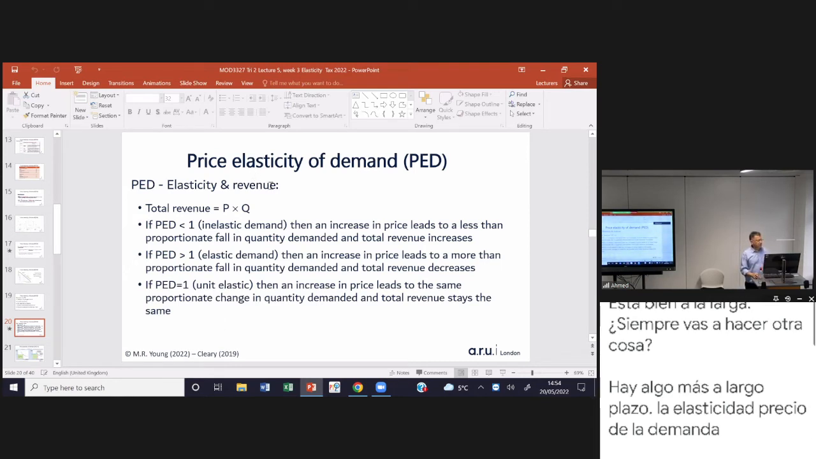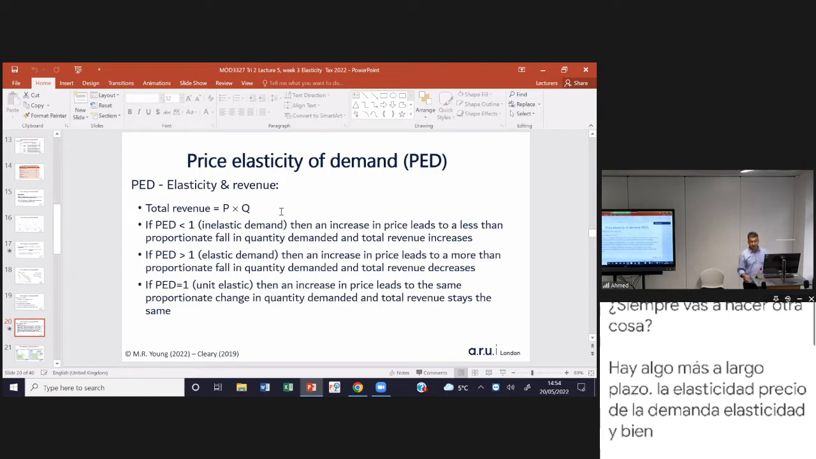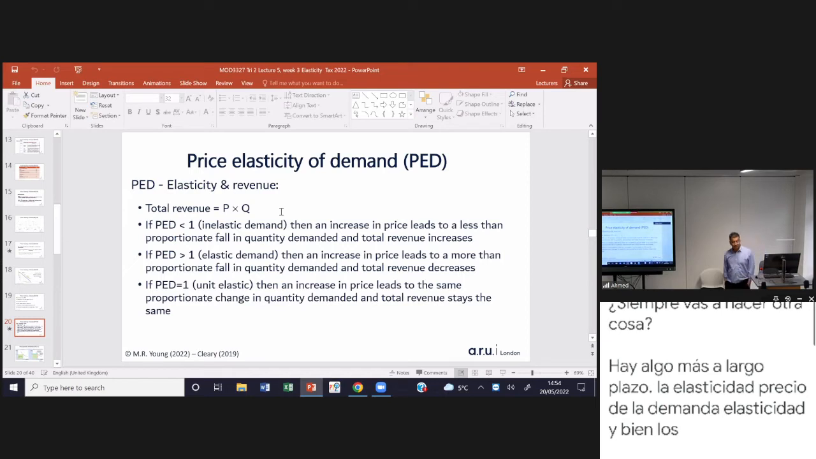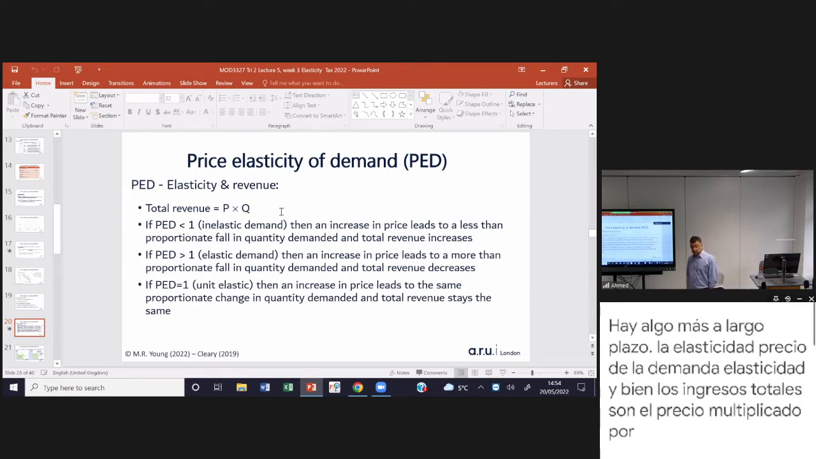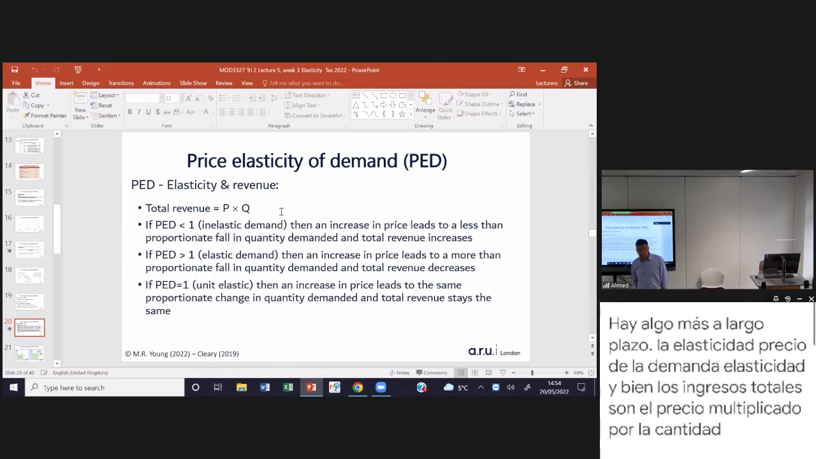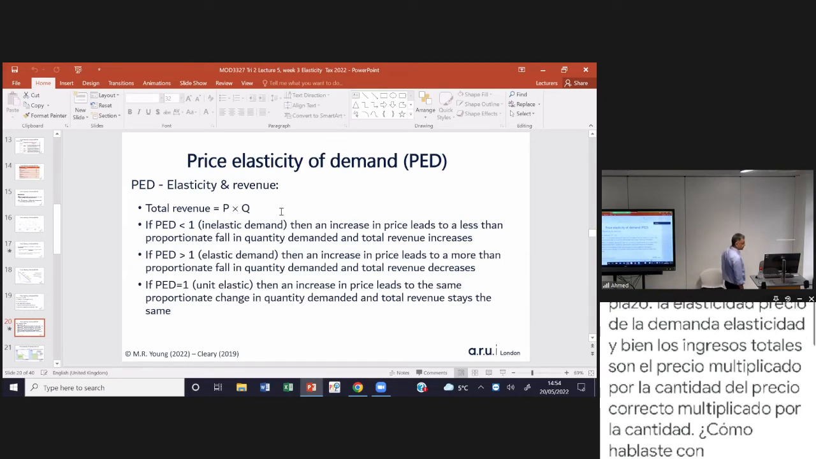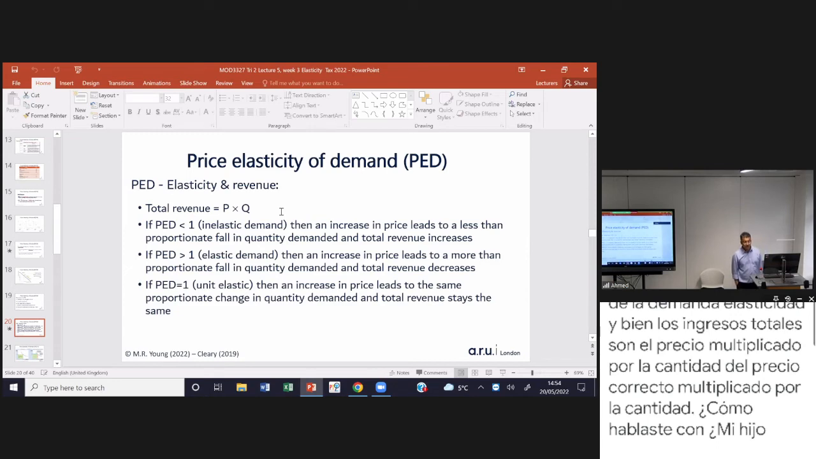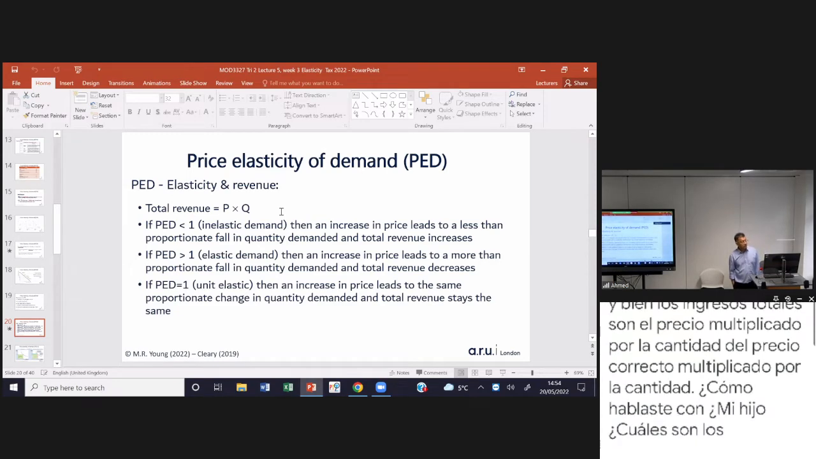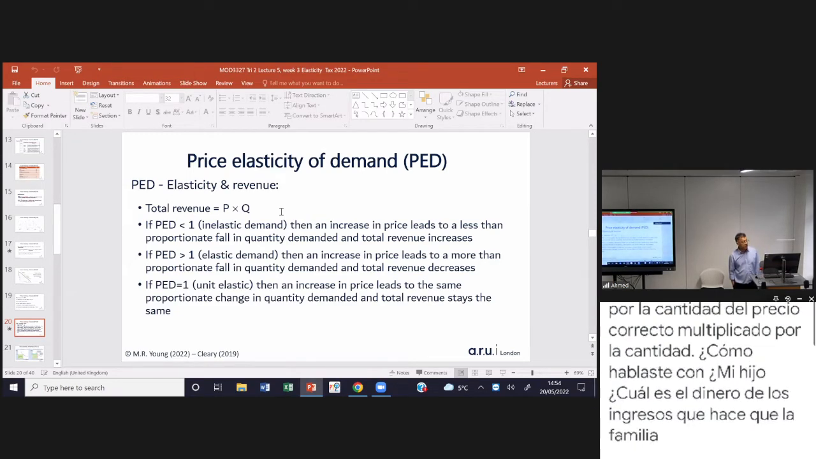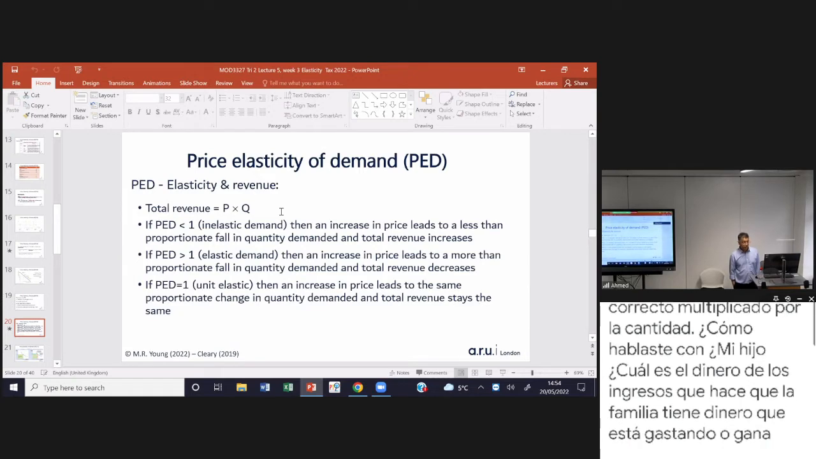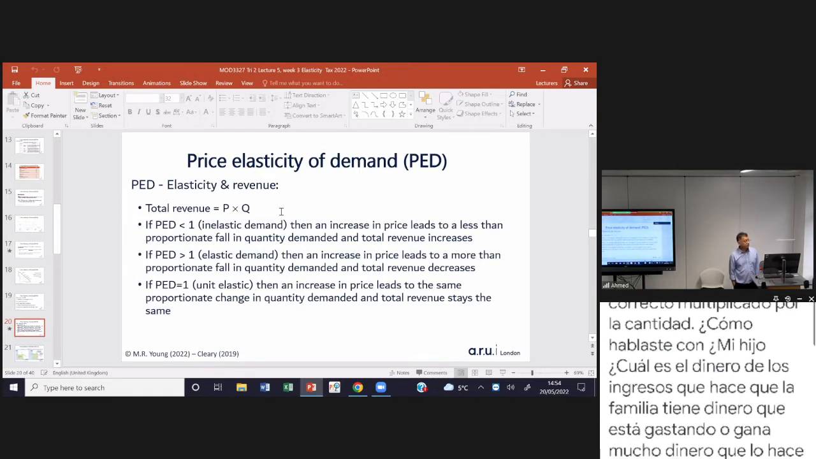Elasticity and revenue. Okay. The total revenue is the price times the quantity. Is that right? Price times quantity. How much it costs times how many you buy. That's the revenue. If you're a seller, it's the money you make: the price of what you're selling times the number you sell.